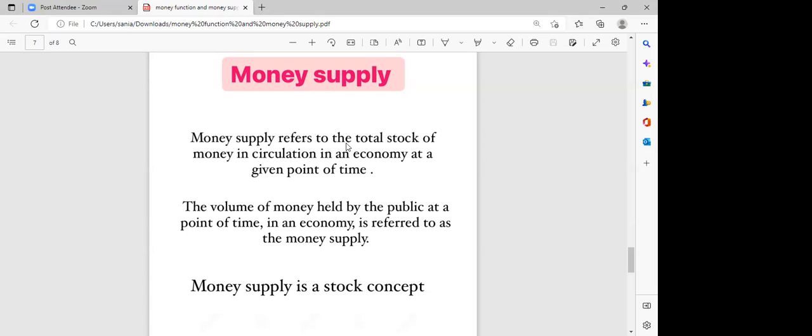Money supply refers to the total stock of money in circulation in an economy at a given point of time. Why have I used the word circulation? Because, for example, this is person one, this is person two, this is person three. This person got money, and from whatever money he got, he shared a few amount with his housemaker. Whatever amount he got, he'll give as the fees of his children. So money keeps on circulating.